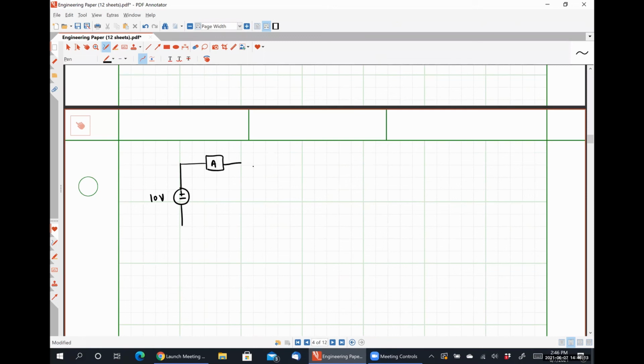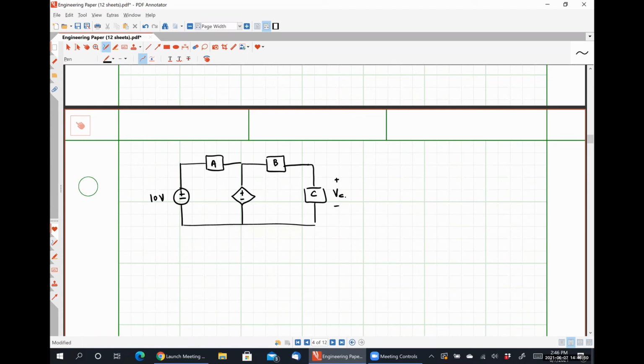Here's some element A. Here's our dependent source. Here's some element B. And here is some element C. I'm going to define the voltage drop across element C to have positive polarity on top, negative polarity on bottom. So I'm just using the American voltage sign convention here.